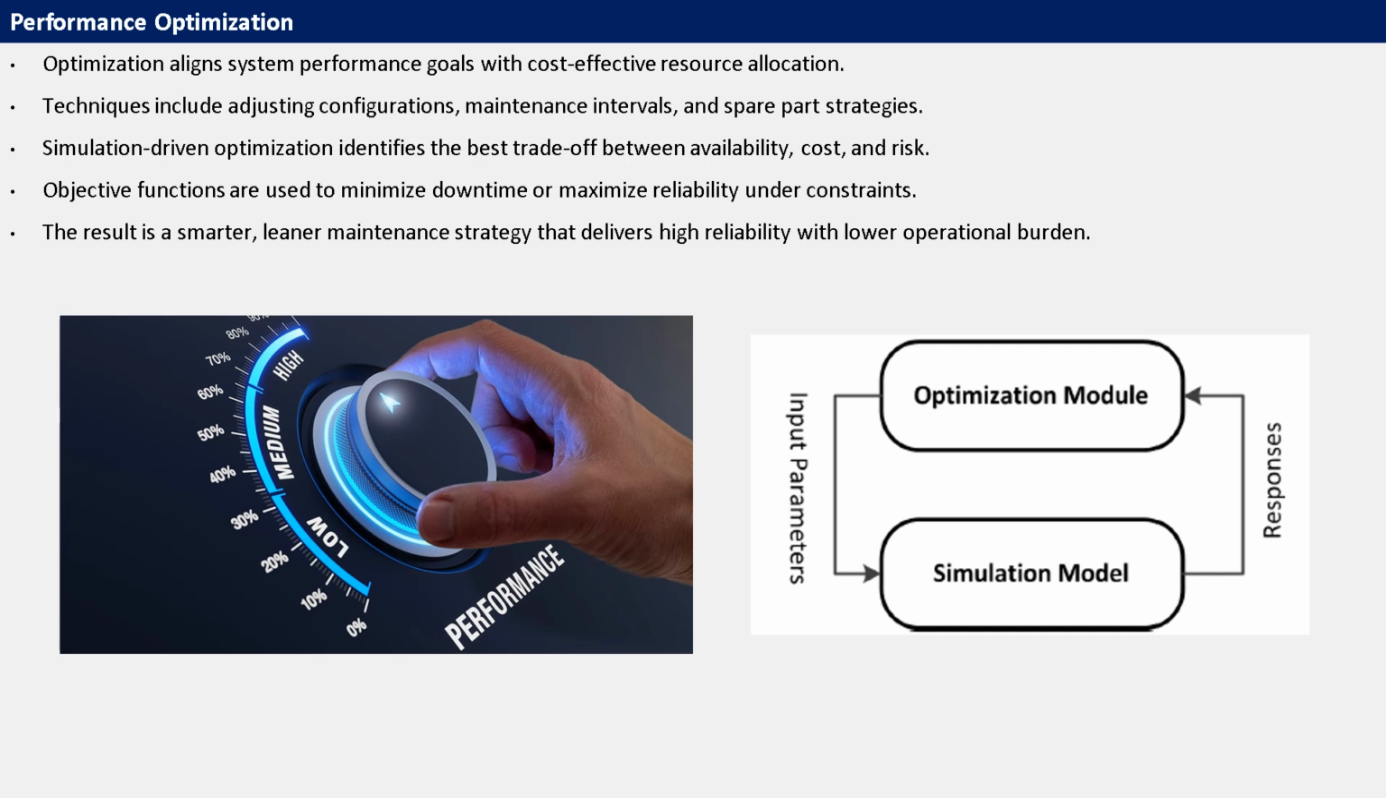The outcome is a maintenance strategy that is both efficient and effective. It avoids overmaintenance and unnecessary cost, while ensuring that reliability targets are still met. This approach supports continuous improvement by making reliability decisions based on performance data, not assumptions or guesswork.